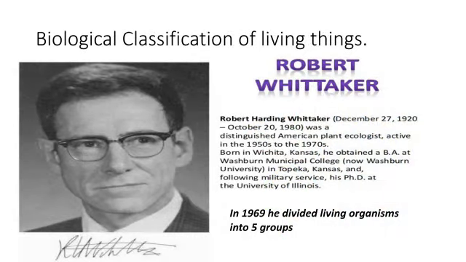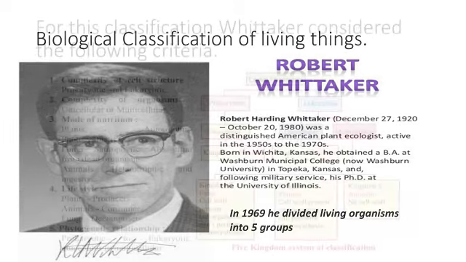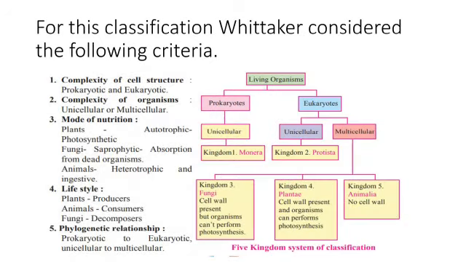Robert Harding Whittaker, 1920 to 1980, was an American ecologist. In 1969, he divided living organisms into 5 groups. For this classification, Whittaker considered the following criteria. First, complexity of cell structure, whether the cell is prokaryotic or eukaryotic.